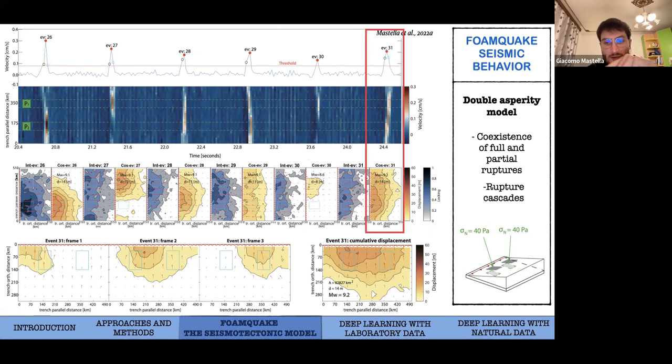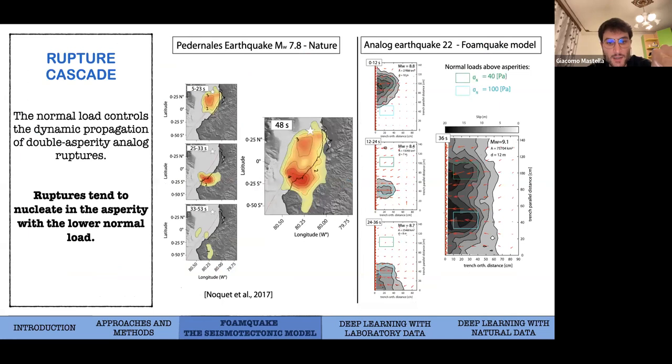And especially considering this event, we can clearly see a rupture cascade process, which is simply a process that leads to a triggering between two asperities. So here, for example, I represented a comparison between the space-time rupture propagation observed for the Pedernales earthquake, a megathrust earthquake that struck the Ecuadorian margin in 2016, and the propagation observed from an analog earthquake generated by FOAMQUAKE.